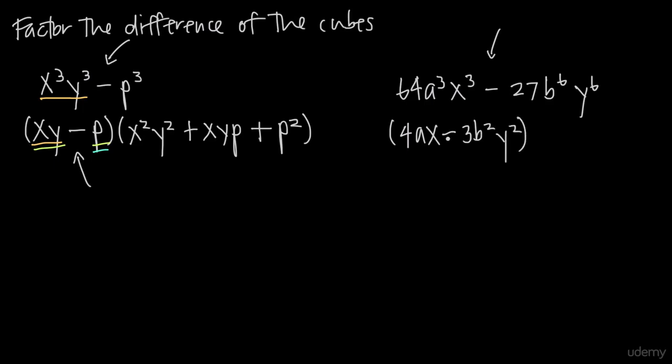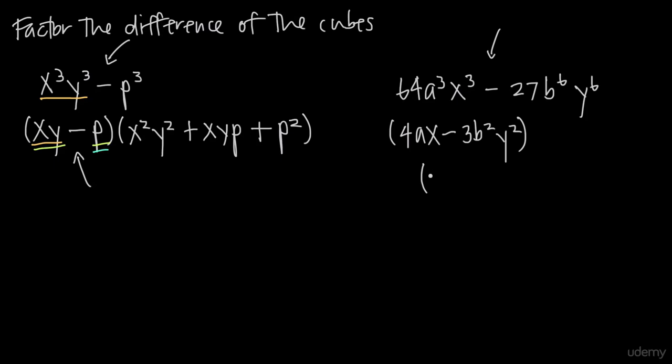All right, so we factored out our binomial term. Now we need to multiply that by the trinomial the same way that we did here in our first example. So multiplying this by our trinomial term, remember we need to figure out what we have to multiply by this first term in order to get back to the original first term. So what do we have to multiply by 4ax in order to get 64a cubed x cubed?